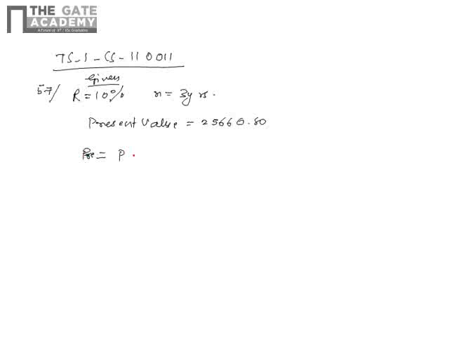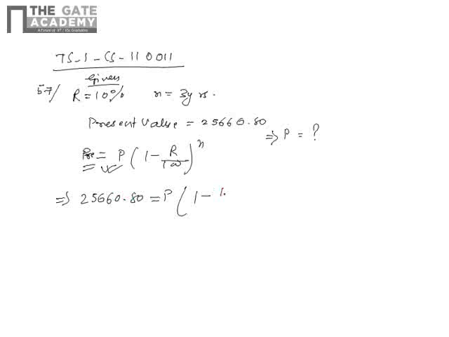Present price is P into (1 minus R by 100) to the power n. We have to find P. What is P? And present price is given. So simple, we will just put the values: 25660.80 equals P into (1 minus 10 by 100) to the power 3. So it will be P into 0.9 whole to the power 3, that will be equal to P into 0.729.